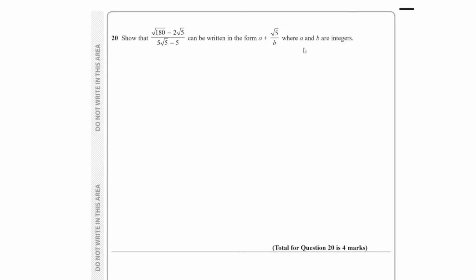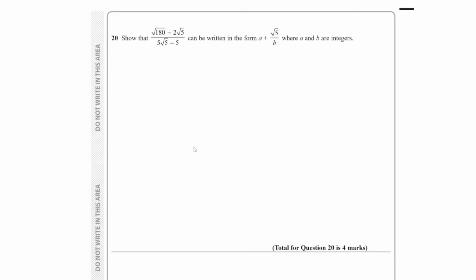So this one, they haven't said it in the question, but the implication is that we need to rationalize the denominator, because you see how their fraction doesn't have a surd anymore in the denominator. So that's basically what they're saying. If you ever get fractions with surds, it's pretty much rationalizing.